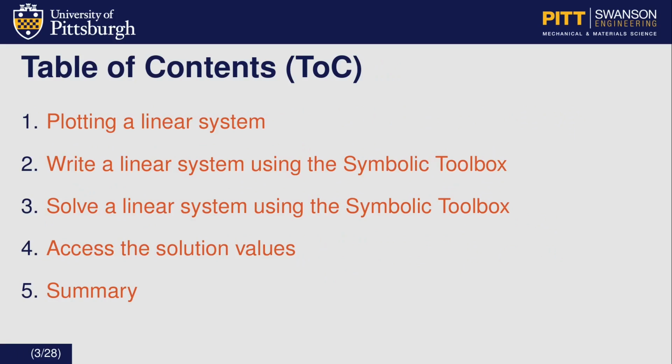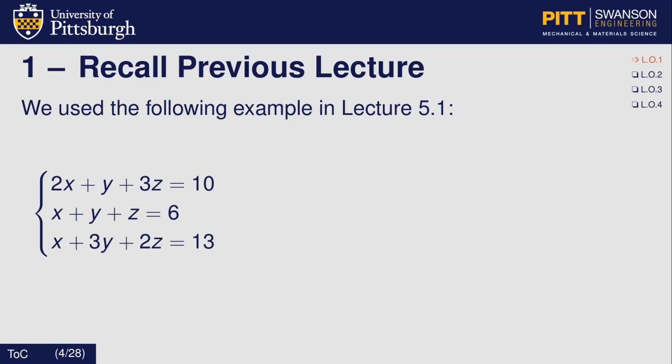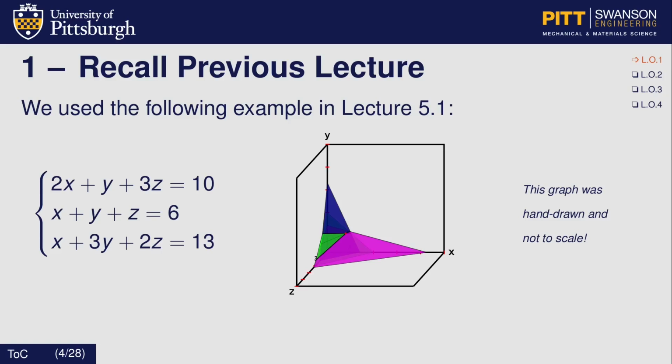This slide, the table of contents, contains hyperlinks to each of the sections to make the downloaded PDF easy to navigate. We used the following example in the previous lecture. The linear system 2x plus y plus 3z equals 10, x plus y plus z equals 6, and x plus 3y plus 2z equals 13. And we had the following hand-drawn graph to illustrate the solution to the system.